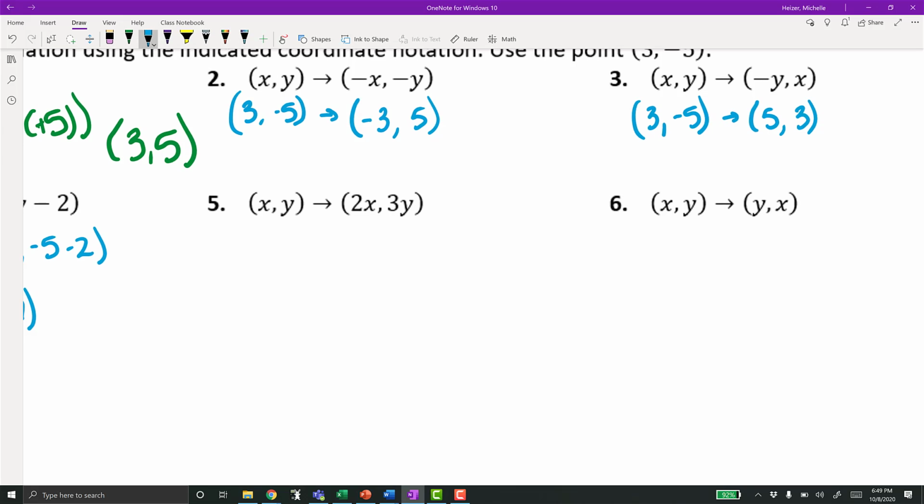So here's this one here, number 5, 3, negative 5. And I'm going to pause for a second. I want you guys to try this.